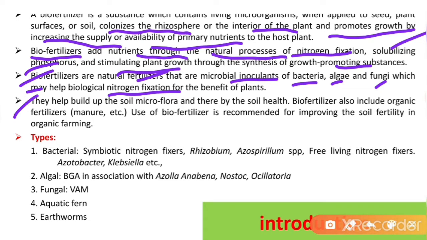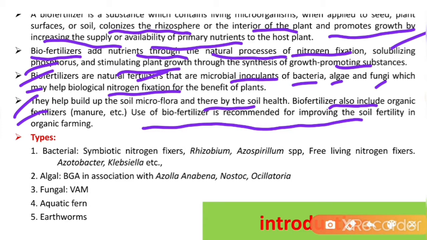They help build up the soil microflora and thereby soil health. Biofertilizers also include organic fertilizers such as manure. Use of biofertilizer is recommended for improving soil fertility in organic farming. Now we know that the different types of biofertilizers are prepared with the help of microorganisms, so they are ultimately going to increase the soil fertility, and at the end we will get a good product yield.